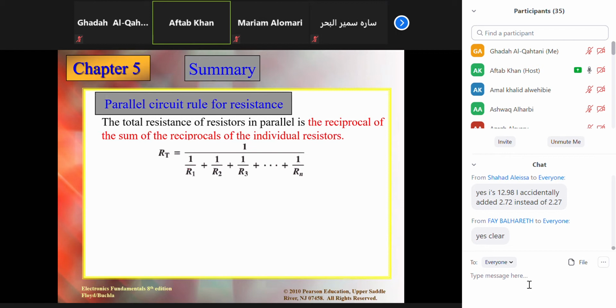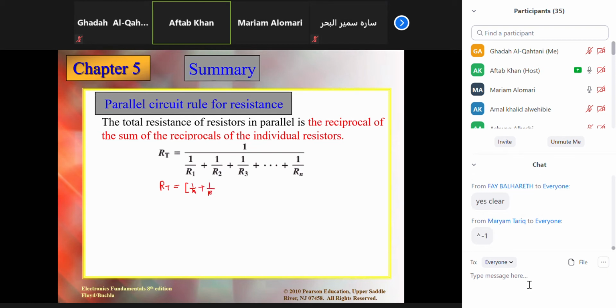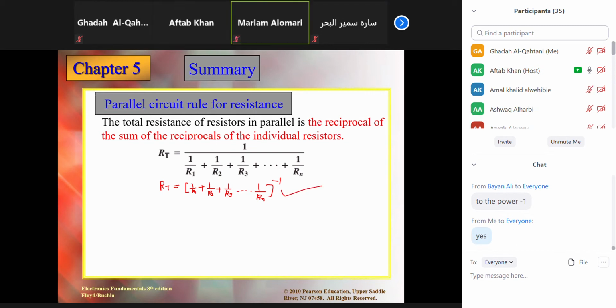This is the way. Or if you want to write it a different way, you can say RT is equal to, in the bracket, 1 over R1 plus 1 over R2 plus 1 over R3 and so on, however many resistances you have, and then the inverse, to the power of minus 1. This could also be written. So this is the way.